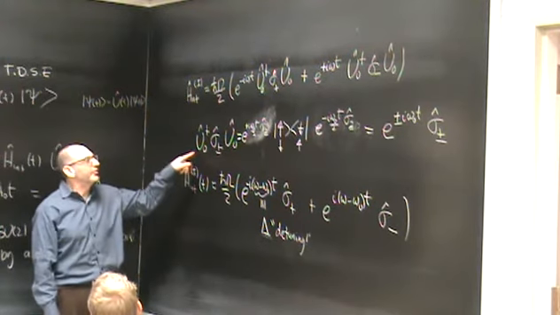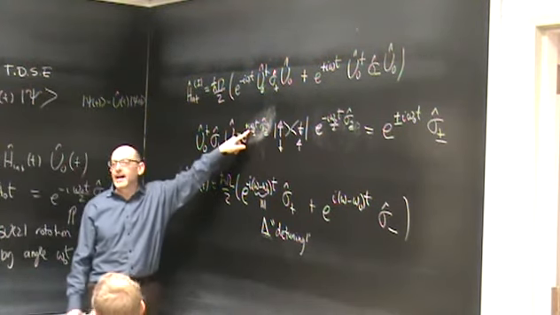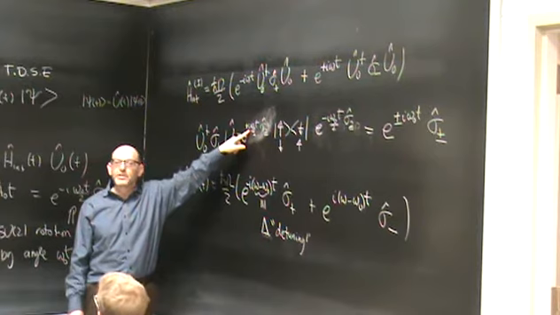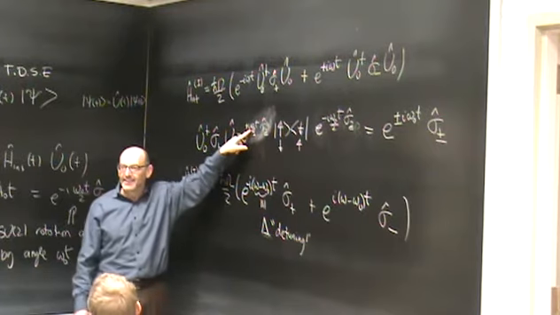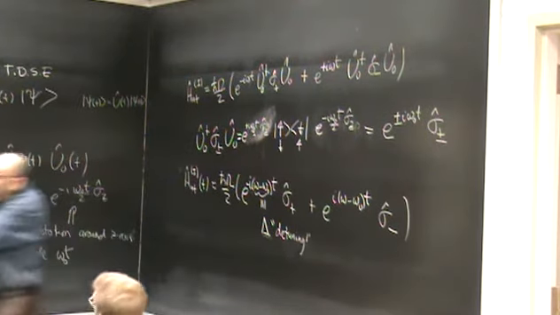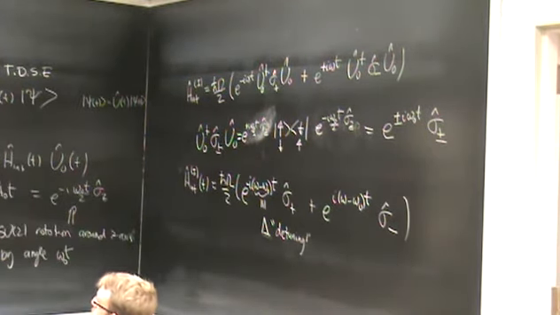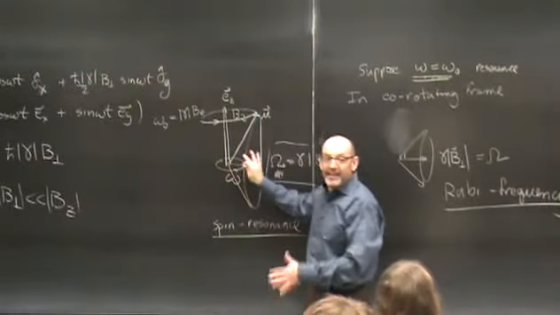Here we went to a frame that was rotating at omega naught. Shift to the frame. Which frame? To one rotating at omega. Exactly. We should go to the frame that's rotating at omega, not omega naught. And we saw that in the classical picture. When we go to the frame that's rotating at omega, well then the magnetic field is static.